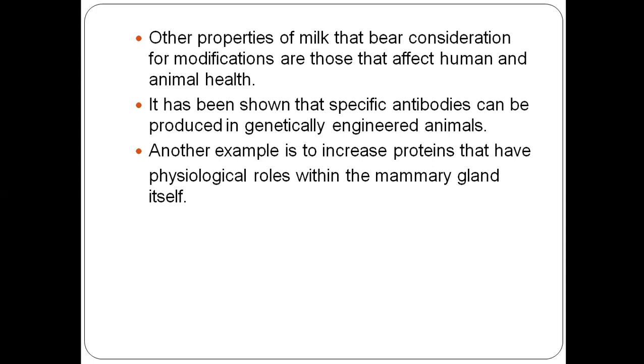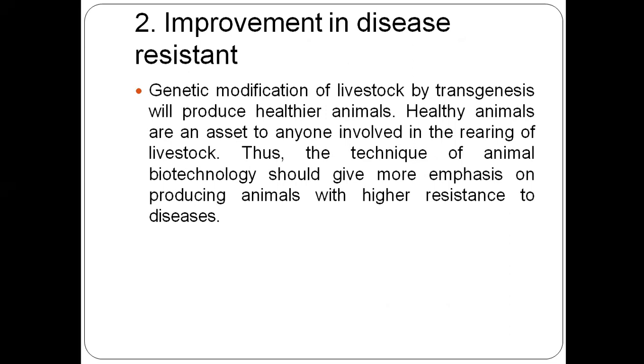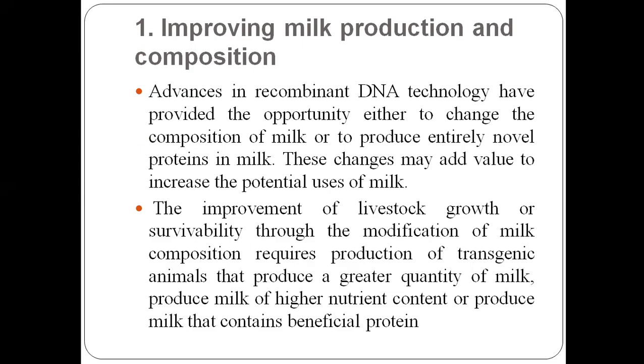Another example is to increase the proteins that have physiological roles within the mammary gland itself, so that the mammary gland has its own physiological functions, and the physiology is going to be enhanced. Then the milk production or other properties can also be altered. So that is the first one, improved milk production and composition.